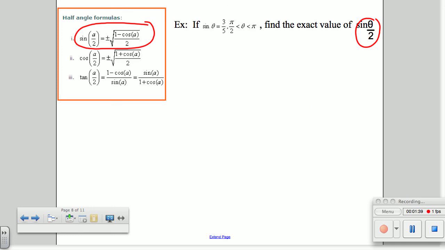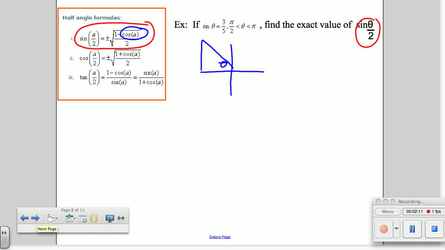All right, so here's the first one. We're given a sine being 3/5, and we're supposed to find the sine of theta divided by 2. So that means we're going to use the top formula there. Now, let's start by drawing a picture because I'm going to need to know the cosine of my angle. My angle, my theta, is between pi over 2 and pi. So it's here in quadrant 2.